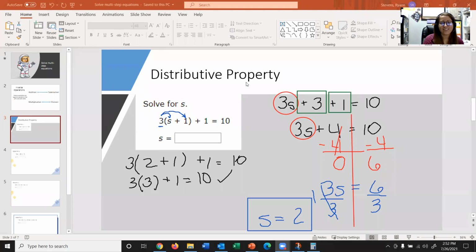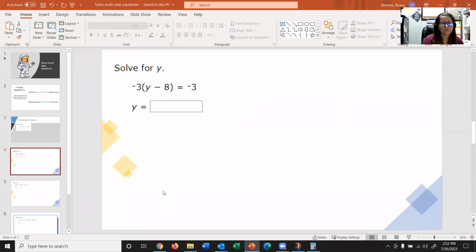Let's look at another example of this. And again, in this case, we still have the distributive property, okay? So with the distributive property, we have to distribute this -3 to y and to -8. We're going to distribute it to everything in the parentheses. -3 times y is going to give us a -3y. And then -3 times -8.